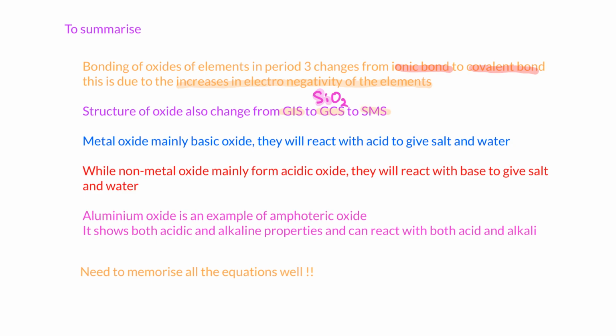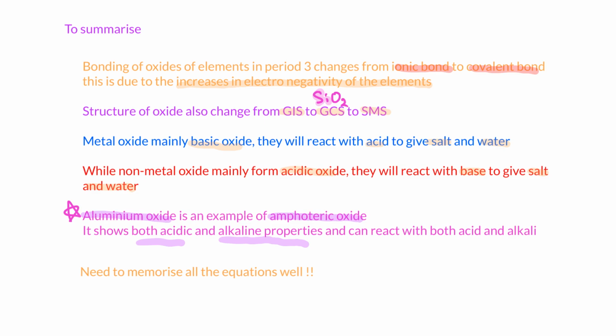For the metal oxides, they are mainly basic oxides. They will react with the acid to give salt and water, and also they can dissolve in water to give hydroxide. They give alkaline solution. While the non-metal oxides are mainly acidic oxides. They will react with the base to give salt and water. Finally, the most special one is aluminium oxide. Aluminium oxide is an amphoteric oxide. It shows both acidic and alkaline properties when it reacts with the acid and alkaline.